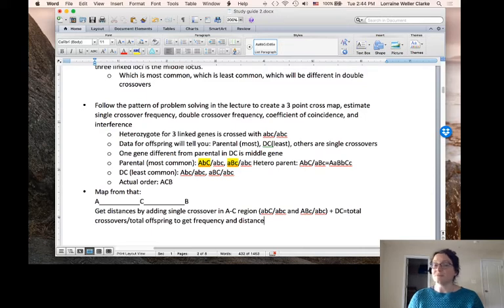Do the same with the C and B, okay? When it happens in between the C and the B, you're going to flip B, okay? So B would be flipped, so it would be big A, big B, big C, little a, little b, little c. That would be the single crossover in the C to B, okay? Are you following me here?